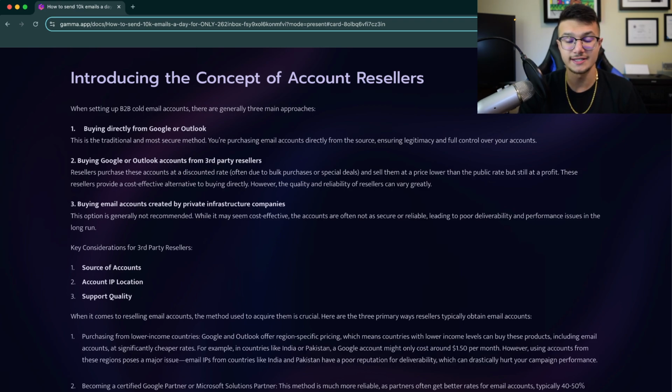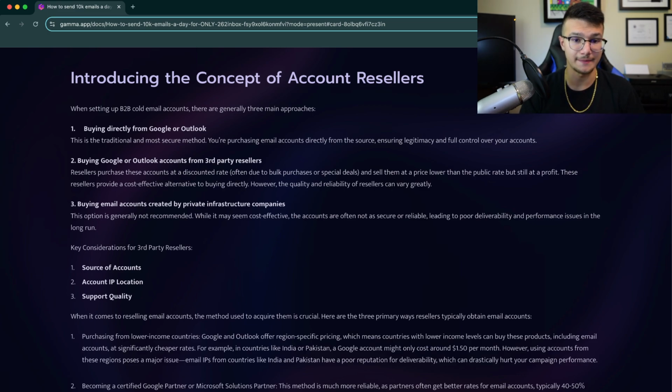Now, these resellers provide a cost-effective alternative to buying directly. However, the quality and reliability of resellers can vary significantly, right? There's a huge gap between a great reseller and a not so great reseller. But we're going to be going over the considerations for that and how you can determine which is the best.